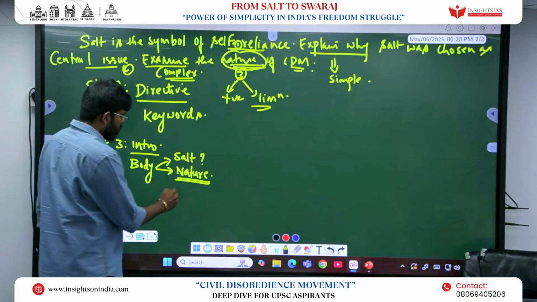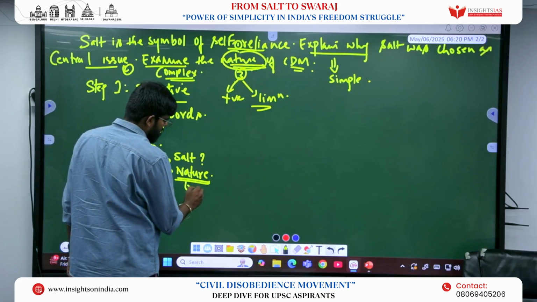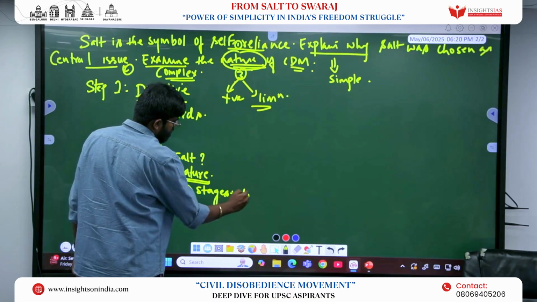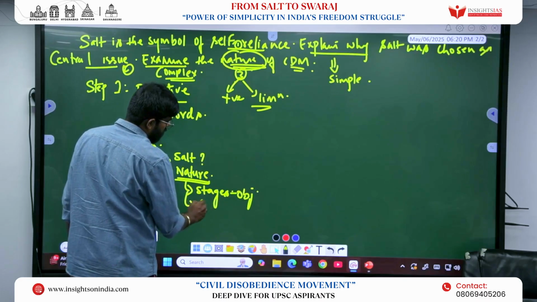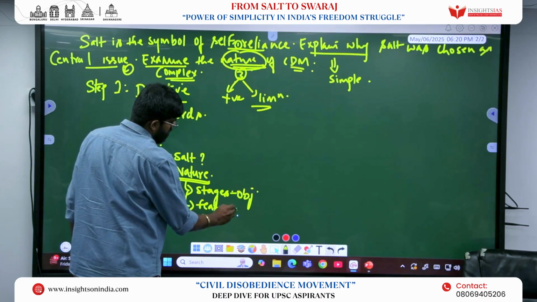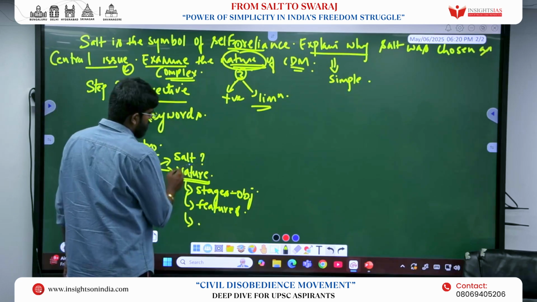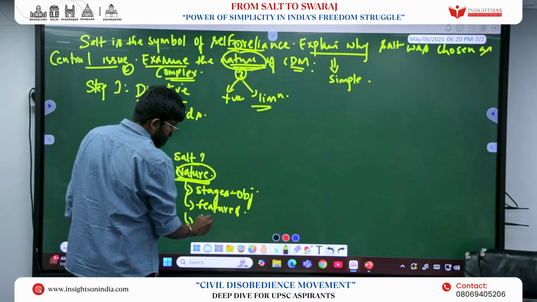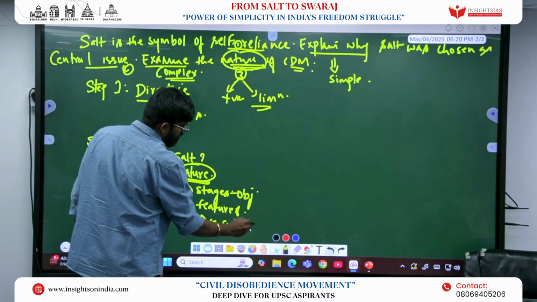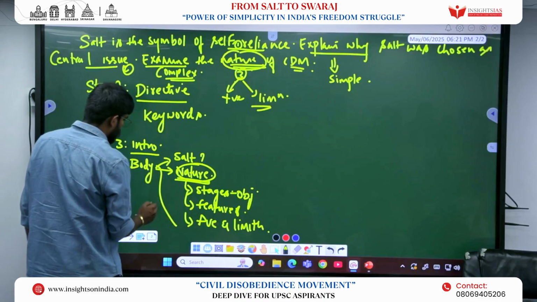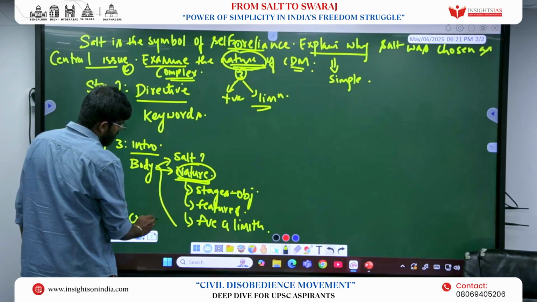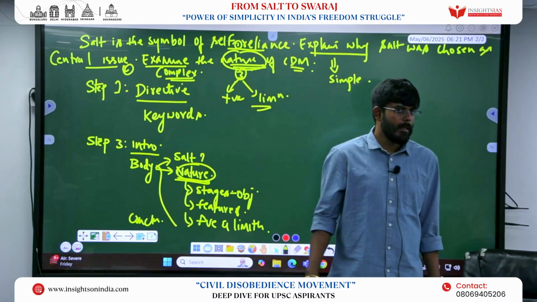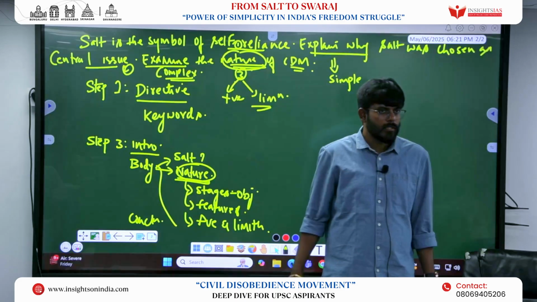Under nature, first you have to write about the stages or whatever Gandhi told with regard to CDM, stages, objective, and then features, and then you have to examine the nature. You have to write the positives and limitations. Positives and the limitations. And then you have to conclude your answer. Okay. This is the structure. Now you need to just fill in the blanks.